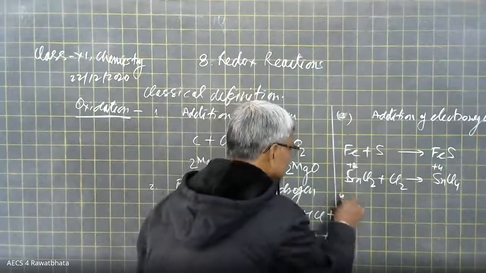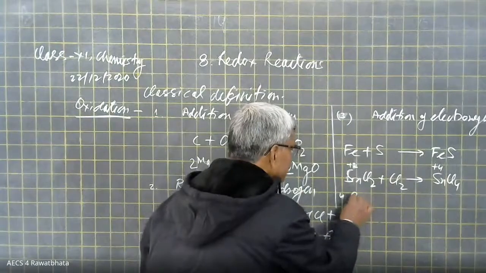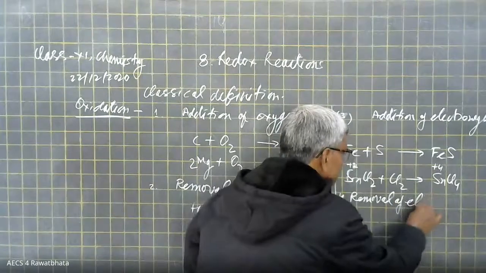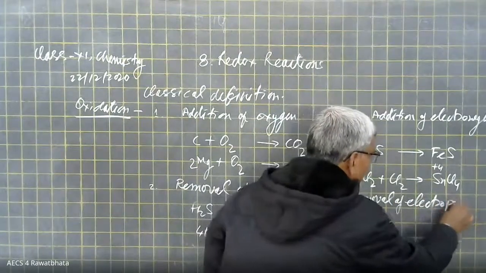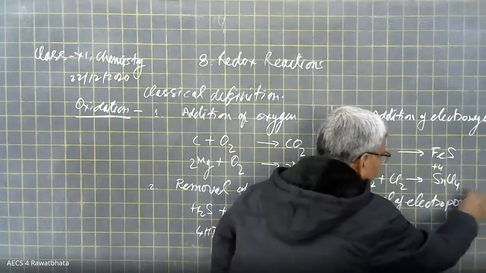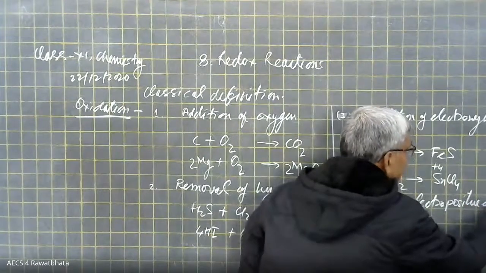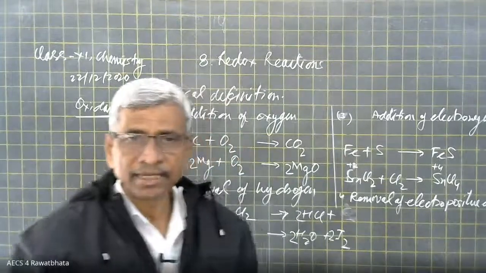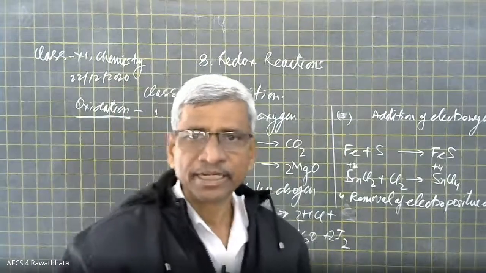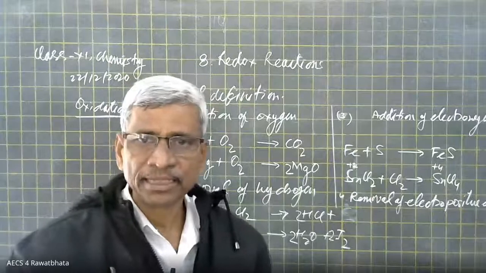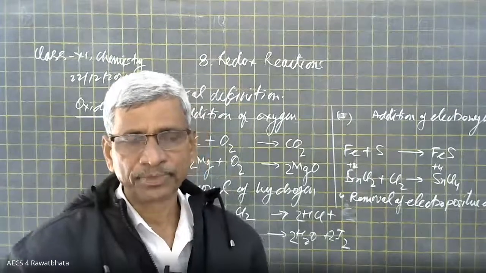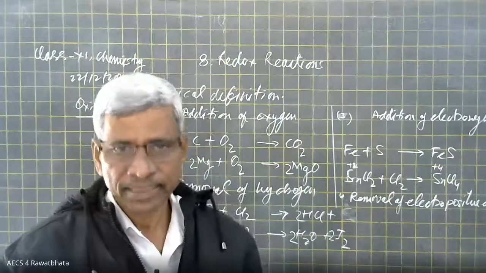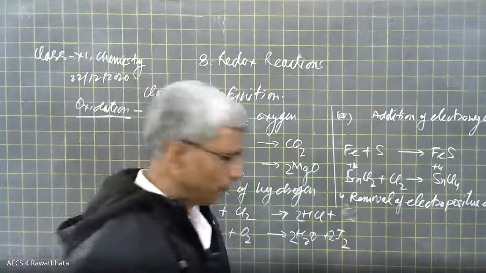And the next one, reduction, is removal of an electropositive element. The fourth concept is removal of an electropositive element. That is another concept. Just opposite: addition of an electronegative element, then removal of an electropositive element. Addition of oxygen, then removal of hydrogen. That is the way. Here, removal of an electropositive element.